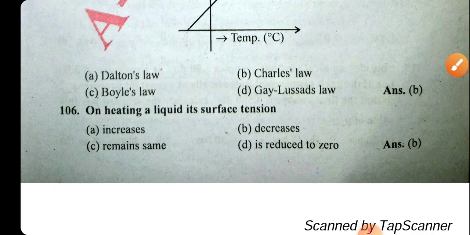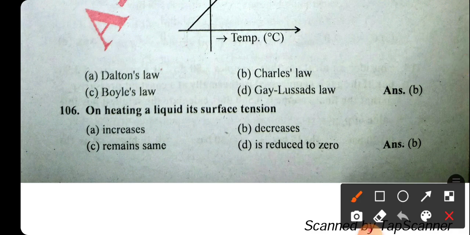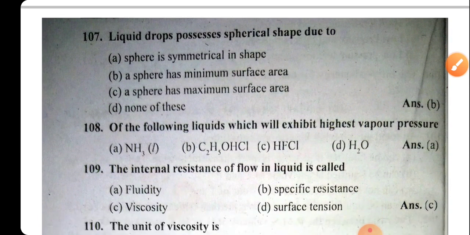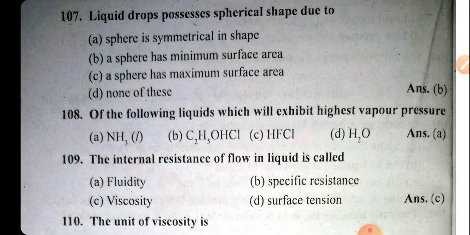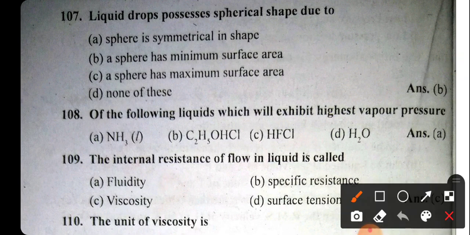Now the next question is, on heating a liquid, its surface tension will decrease. Whenever we heat a liquid at a constant temperature, its surface tension decreases. Now the next question is, liquid drops possess spherical shape due to, that we know that whenever a drop of water or whatever liquid comes down to the surface, its shape is spherical. It is due to the fact that a sphere has minimum surface area. That is option B.